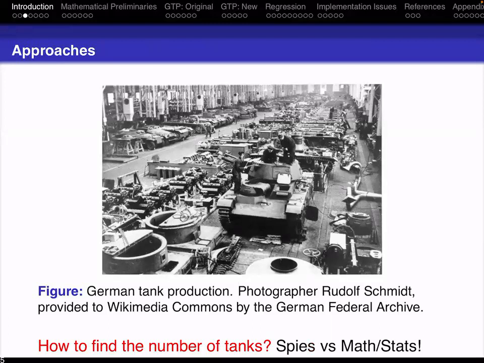Interesting, okay. Another possibility is to use math and stats. Which do you think does a better job, given that this is a lecture in a math stats class? The mathematicians, statisticians, or the spies on the field? Yeah, math stats. This is one of the greatest successes, I think, of mathematics and statistics. Although you have to be careful.